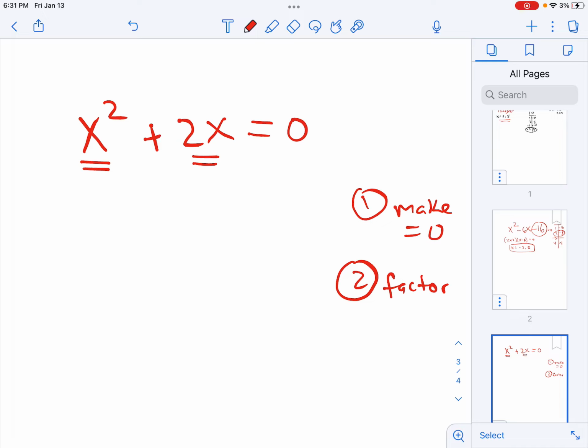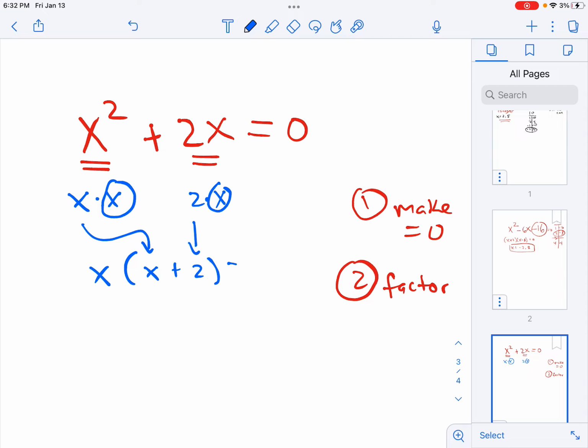So to factor these, let's look at what x squared is really made up of. x squared is x times x, 2x is 2 times x. The thing they both have in common is an x. And so we're going to write that there. And now all the leftovers get dropped into here.